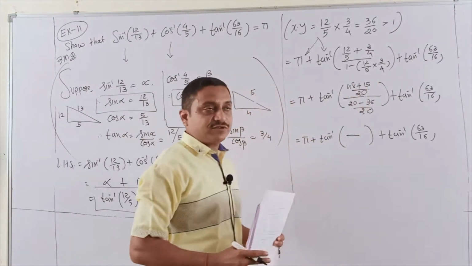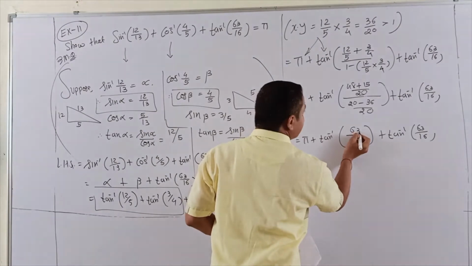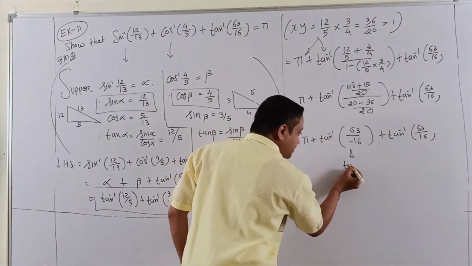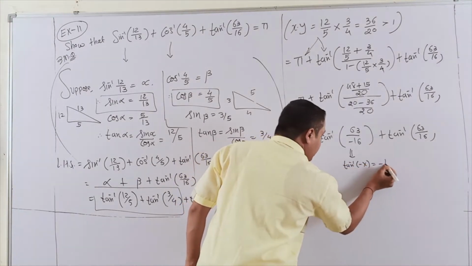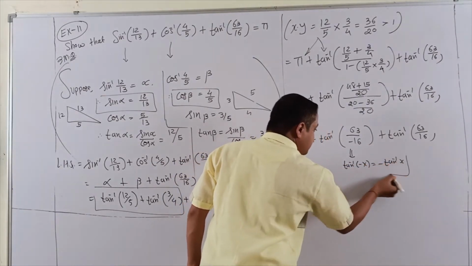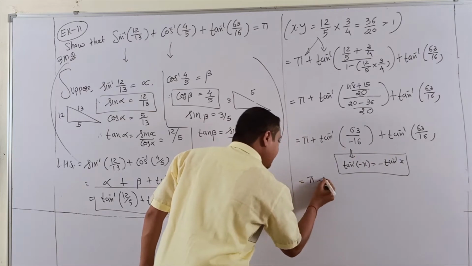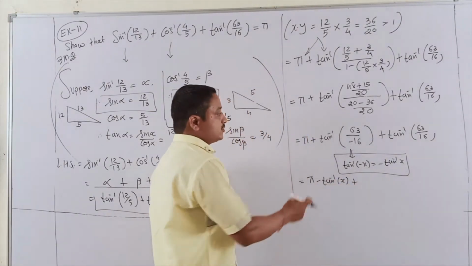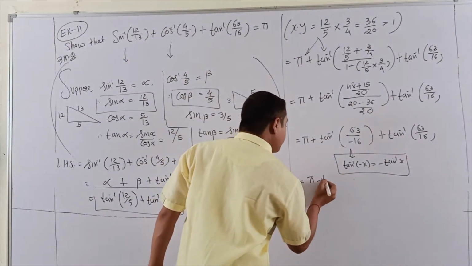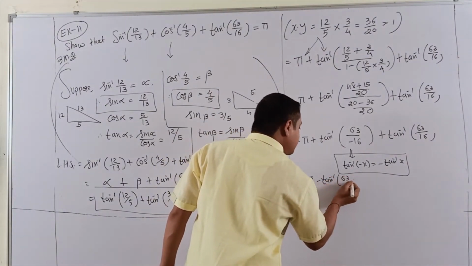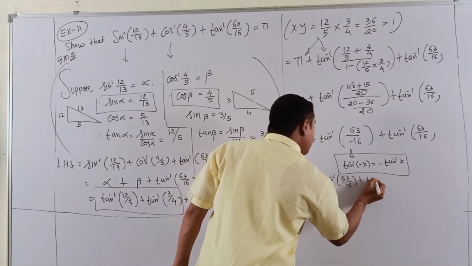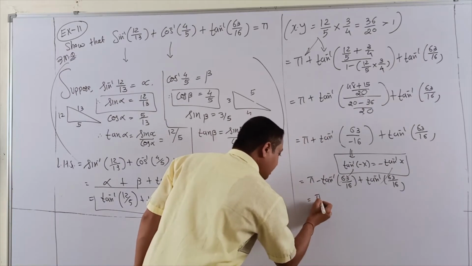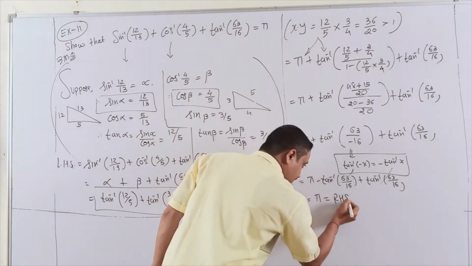How much? 48 plus 15? Yes, 63. And here minus 16. Now utilize the property: tan inverse of minus x is equal to minus tan inverse x. Students, this property is applied after that. Very easily the numerical is done. This value is tan inverse, minus outside, 63 by 16, plus 63 by 16. That cancels. And my answer is 5, the RHS.